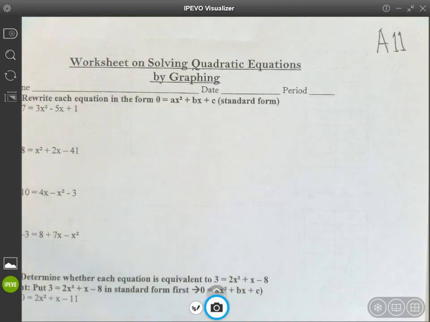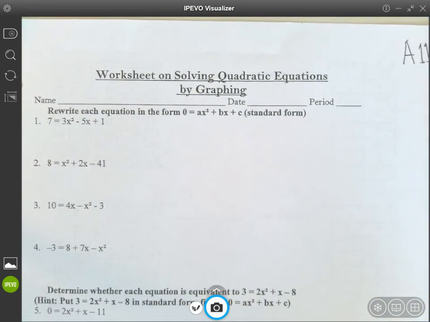All right, we're looking at A11 today. We're doing a worksheet on solving quadratic equations by graphing, and there's a couple different parts to this worksheet. So we're starting off by putting equations in standard form.